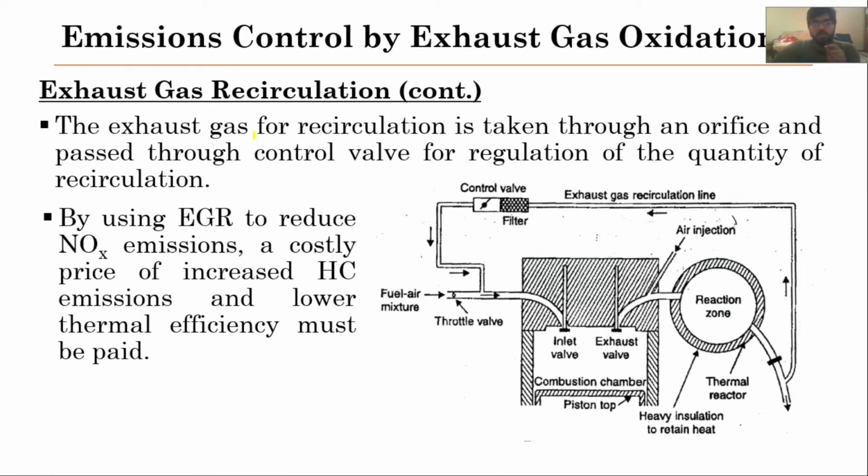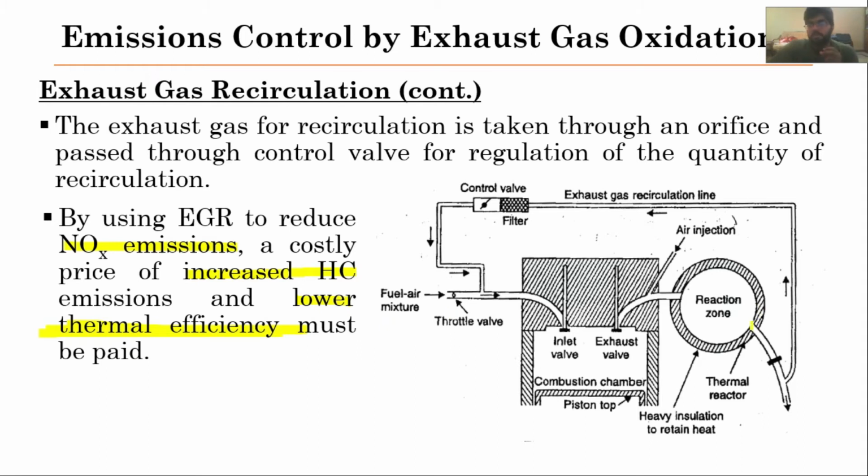So the exhaust gas recirculation flow is taken through an orifice and passed through a control valve for regulation of the quantity of the recirculation. By using EGR to reduce NOx emissions, we will have increased unburned hydrocarbon because less oxygen is going in, so incomplete combustion will occur. And not only that, we will also have lower thermal efficiencies as well. So again, it is the simplest and an effective way, but it has some drastic effects as well. But again, we will have to overcome those effects.